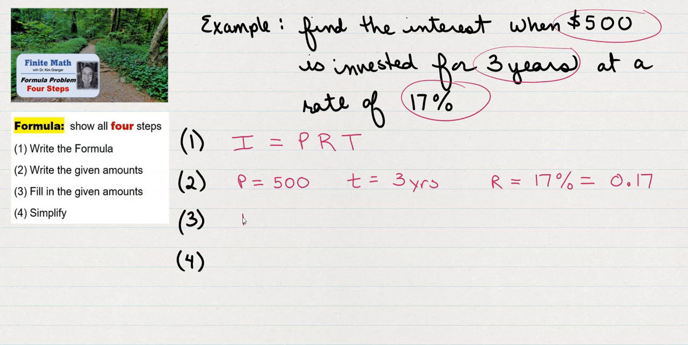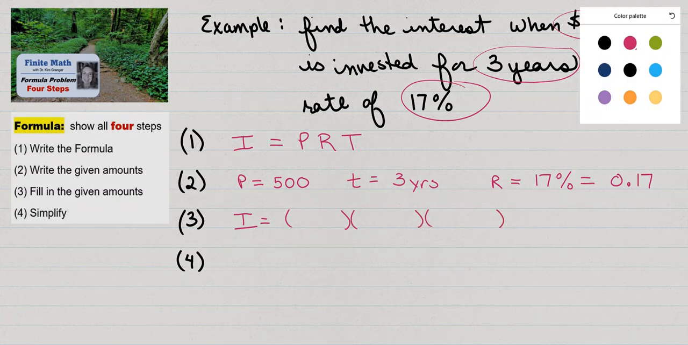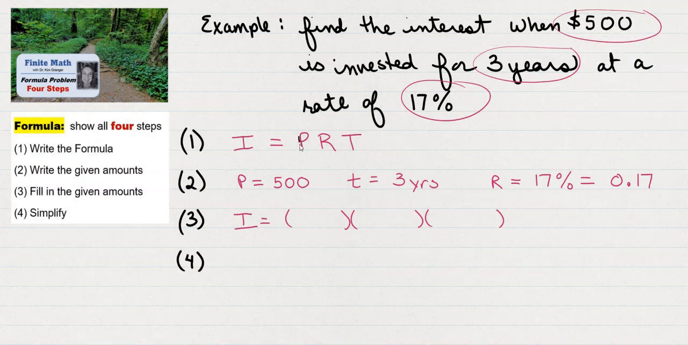So I've got I equals principal times rate times time. In place of principal, I'm going to write the 500. In place of rate, I'm going to write the 0.17, not the 17%, but I'm going to change it to a decimal to write 0.17. And in place of time, I'm going to write 3.